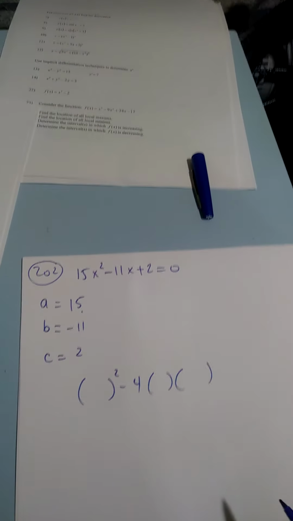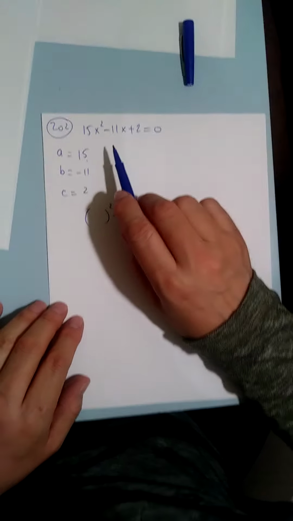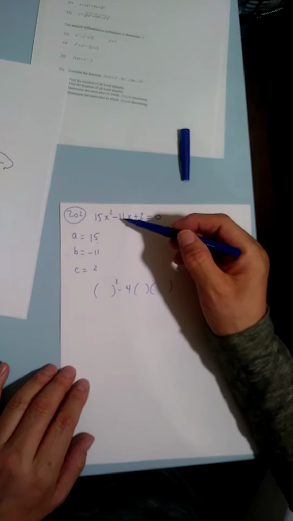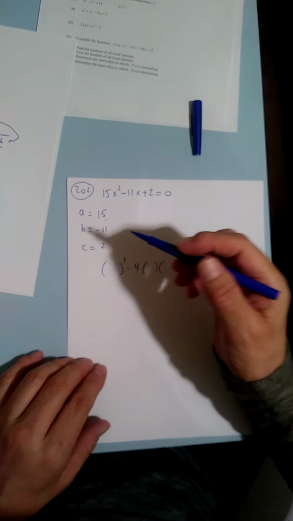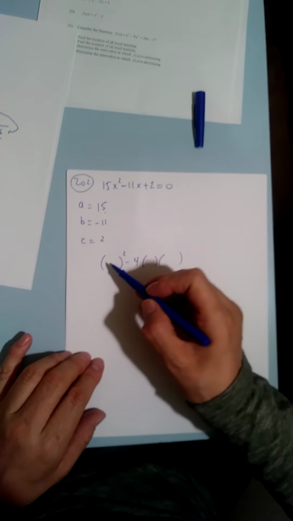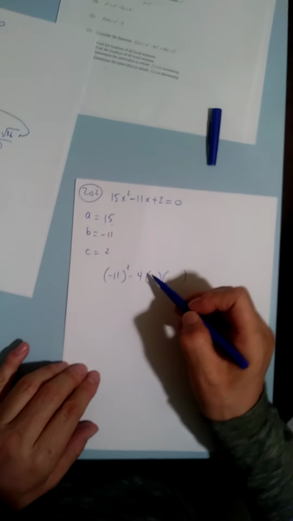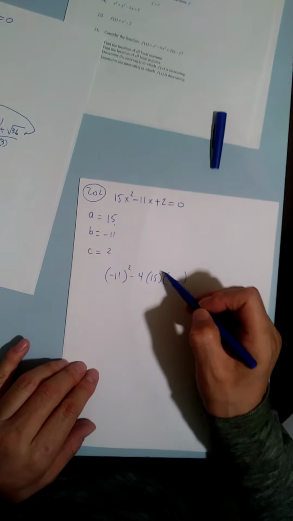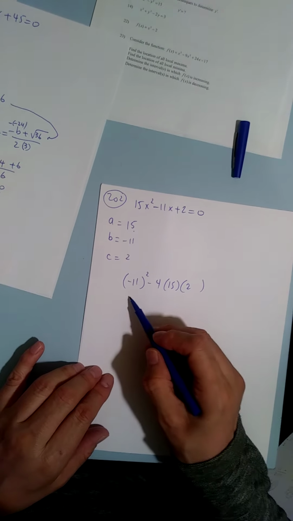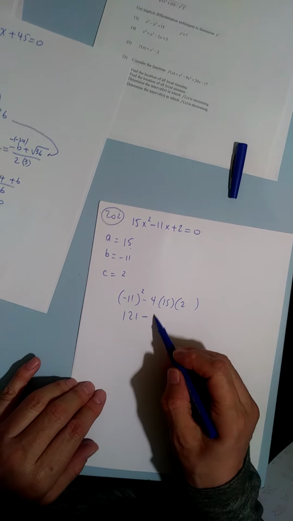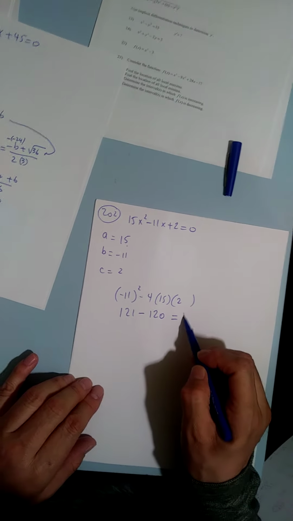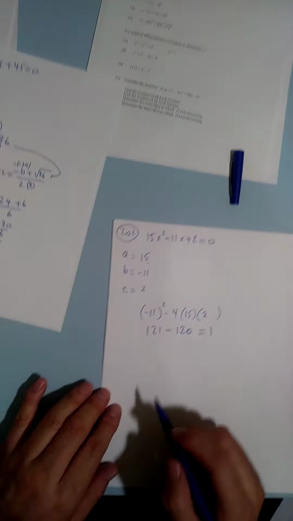Let's do another example. 15x squared minus 11x plus 2 equals 0. A is 15, b equals minus 11, and c equals 2. So remember, in the discriminant, b always goes here. So minus 11 goes here, and a goes here, which is 15, and c goes here. This looks like 121 minus 4 times 15, which is 60, times 2, which is 120. So the discriminant is 1. That means there are two real roots.